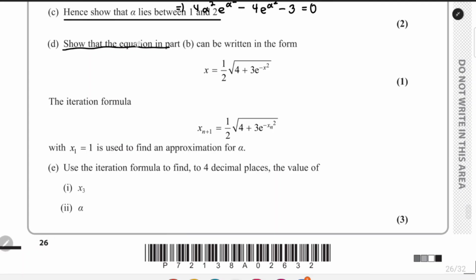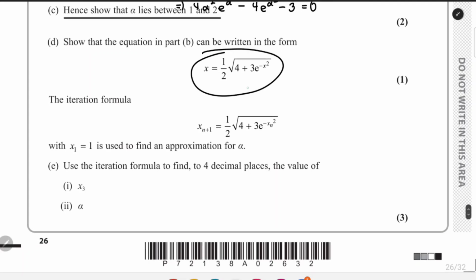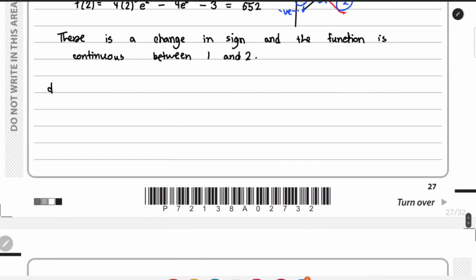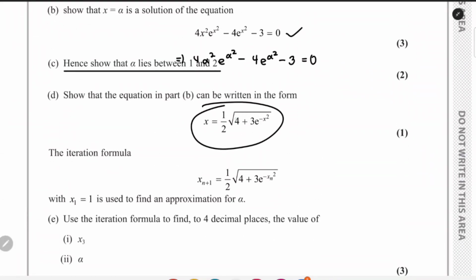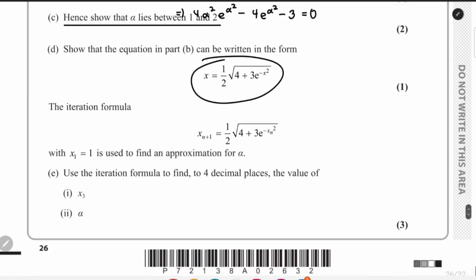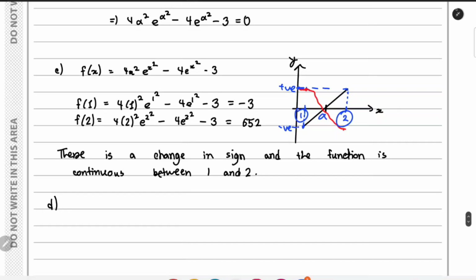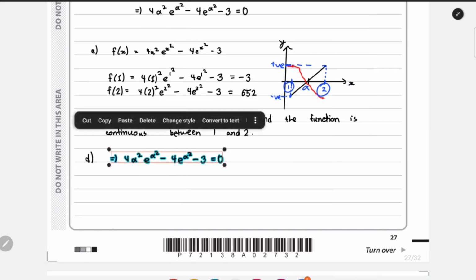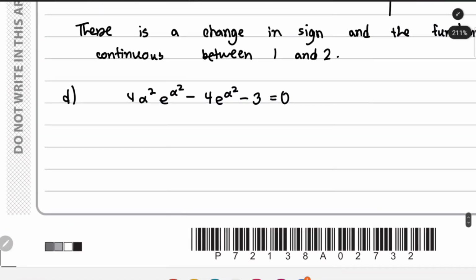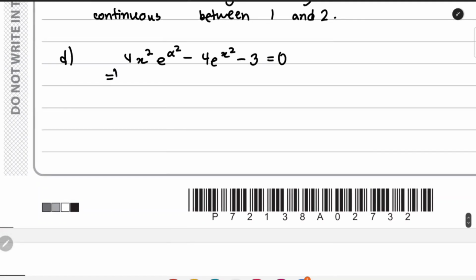Now we have to show that the equation in part B can be written in this form. So this function over here, in this case we have root over 4 plus 3 to the power minus x square on the right, a half over here. We want to make x the subject. So this is the equation we had. We'll have x. So I can move this to the right. I have 4x square e to the power x square equals to 4 e to the power x square plus 3.